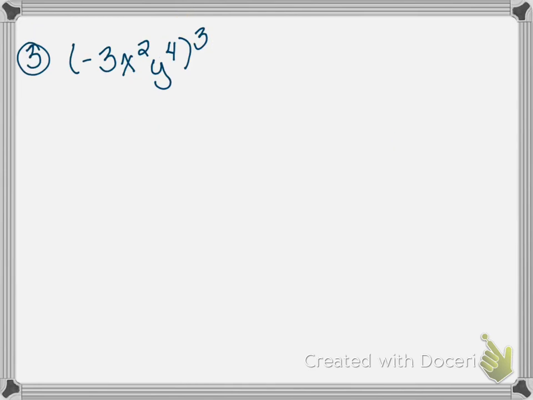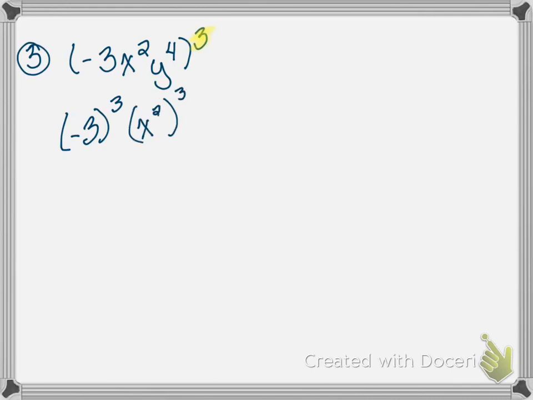So for number 3, we do have a different property here. So for this property right here, we have to raise everything inside the parentheses to the third power. So because this 3 is on the outside, we have to raise everything to the third power, and that includes our negative 3. And sometimes students get confused by that. So this is negative 3 to the third power. That means the negative is being raised to the third power and the 3 is being raised to the third power. Then we have x squared.